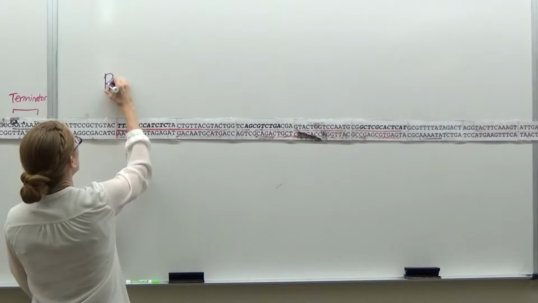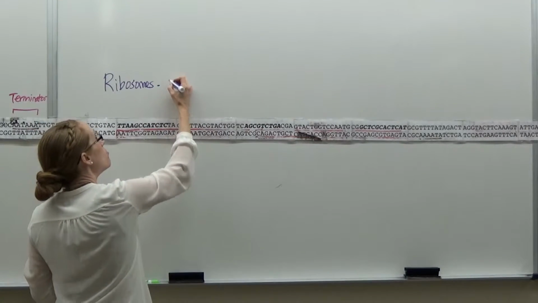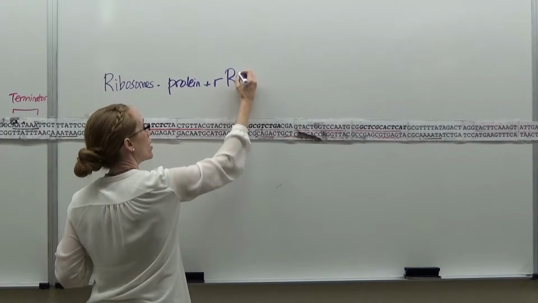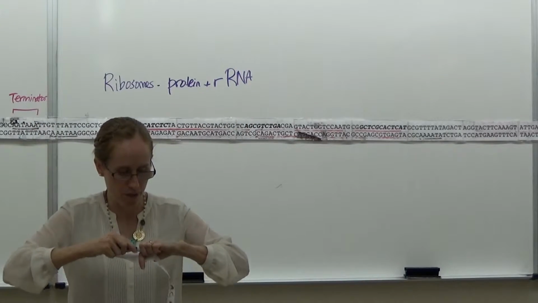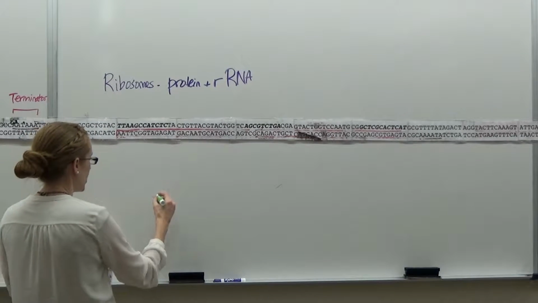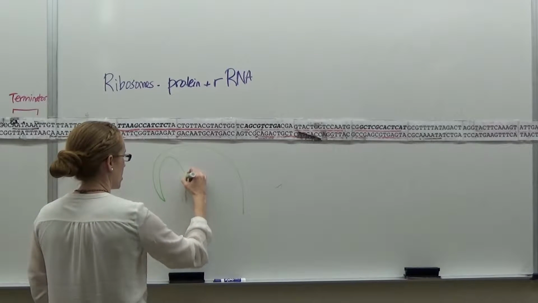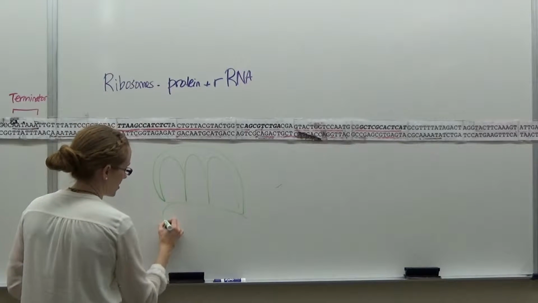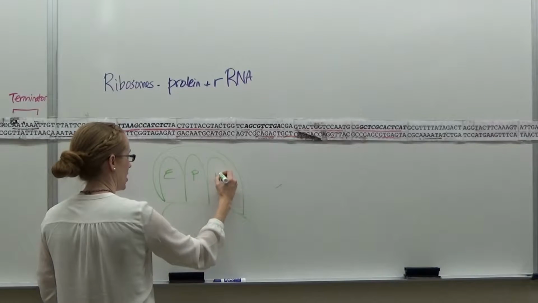Okay, and your ribosomes are made out of both protein and ribosomal RNA. It's just pieces of RNA that are wound up in there, and they help it find the mRNA. If I were to draw a ribosome, it comes in two pieces, and it's got 3 sites. My ribosome has the bottom piece, and this is an E site, a P site, and an A site.